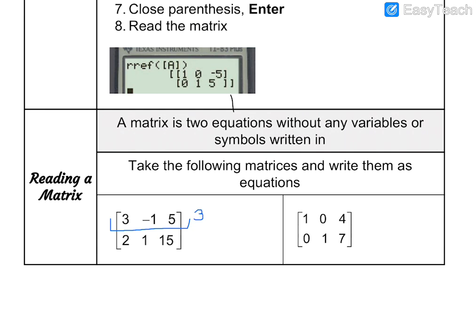When we're in standard form, our x is first. So the 3 is going to go on the x. That minus 1 goes on the y. And the 5 is our constant at the end. So take a second and try that one at the bottom.